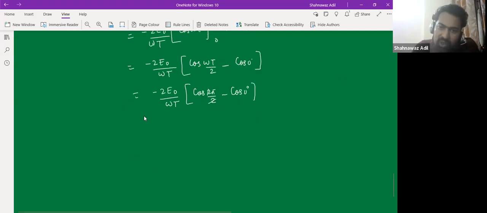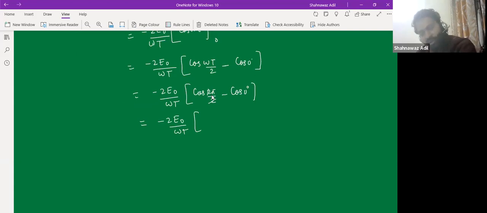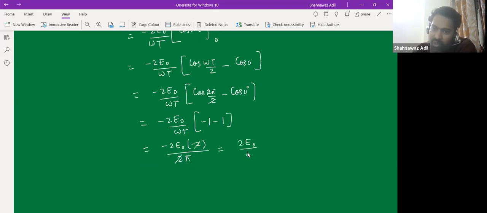So what is the value of cos pi? If you guys remember, please tell me. How much is cos pi? Minus 1. So minus 1, minus 1. So this is minus 2 E naught, minus 2, and omega t is 2 pi. So minus minus plus cancel, and you will get 2 E naught by pi. So this is your average EMF in half cycle.